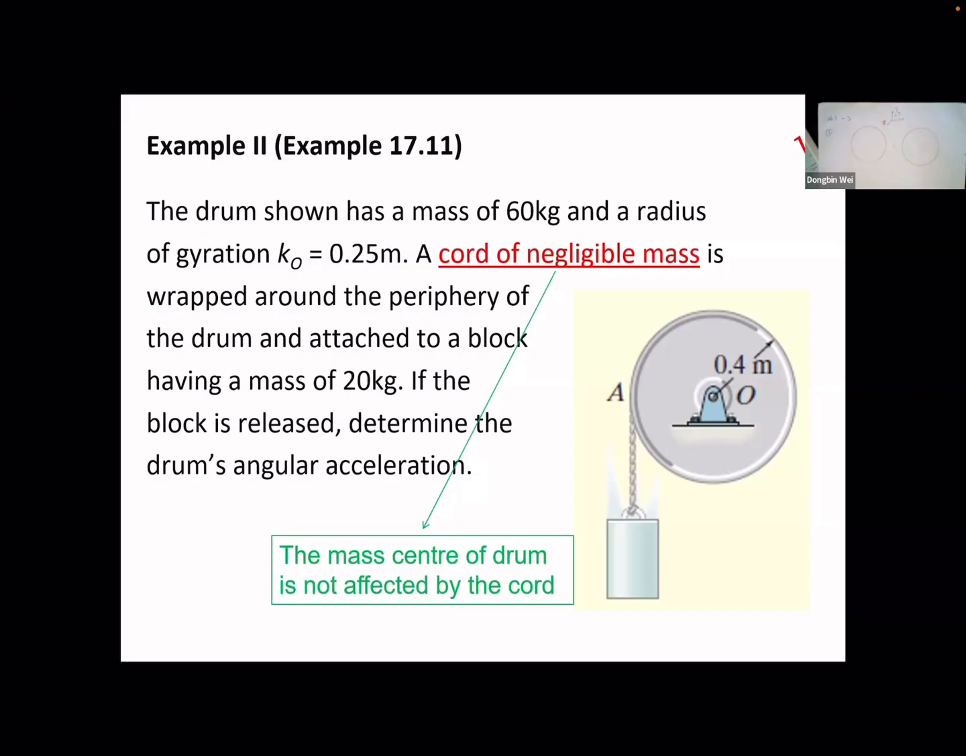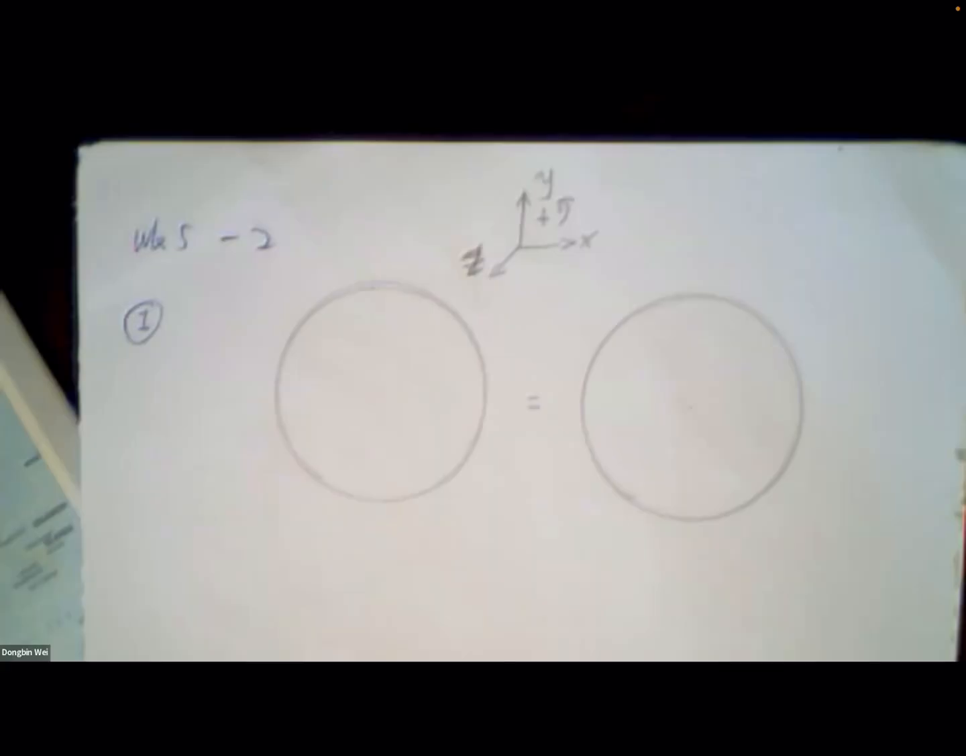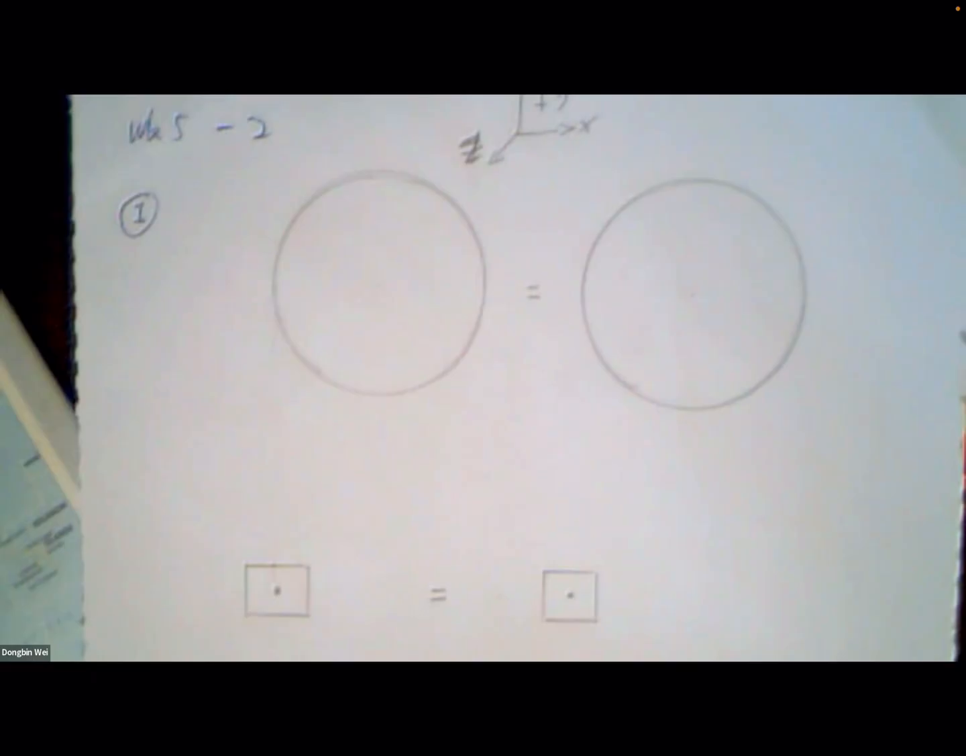Okay, so how to solve this problem? We have defined this problem, and we have defined the two motions of the two rigid bodies. In this problem we have two rigid bodies instead of one. One is rotation about a fixed axis, and another one is rectilinear translation. For solving this problem, we actually have two methods.